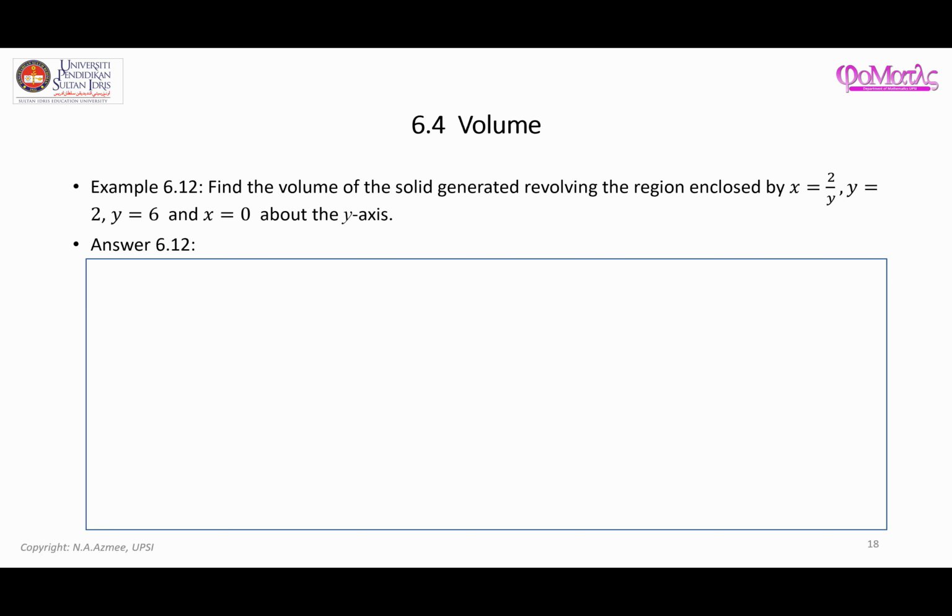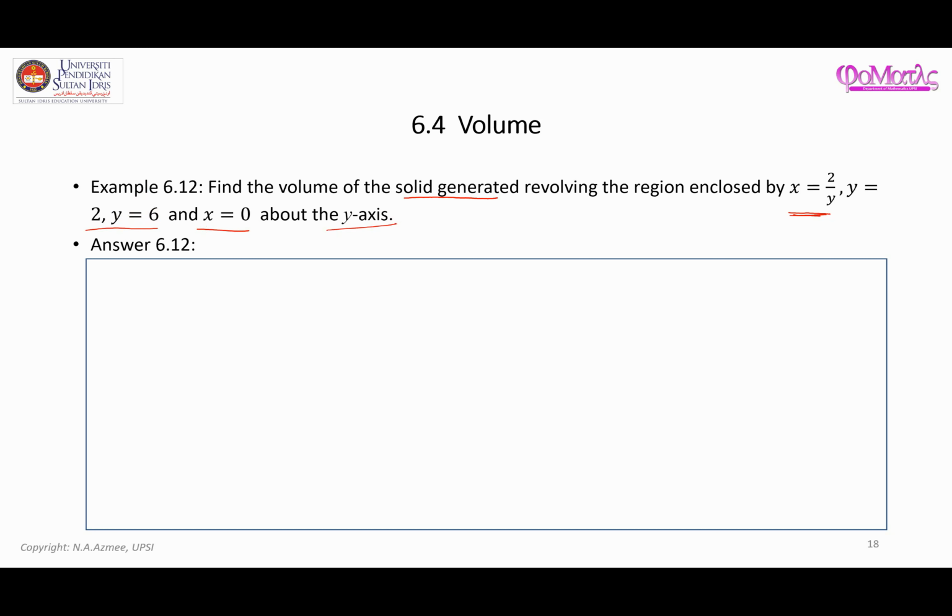In this video, I'm going to demonstrate another example related to finding the volume of a solid. In this case, the solid is generated by revolving the region enclosed by these functions. The first one is x is equal to 2 over y. Next, y is equal to 2 and y is equal to 6. These are clearly the boundaries that you're looking for. And x is equal to 0, about the y-axis.